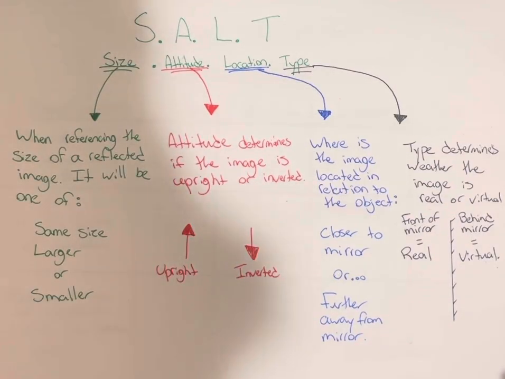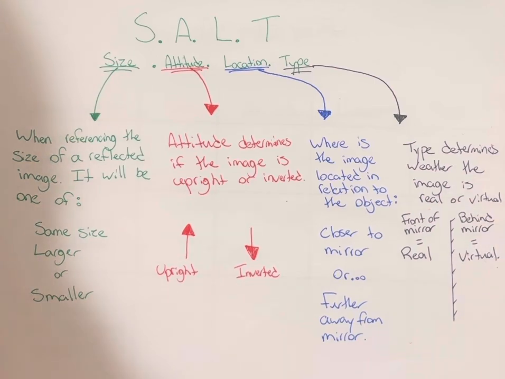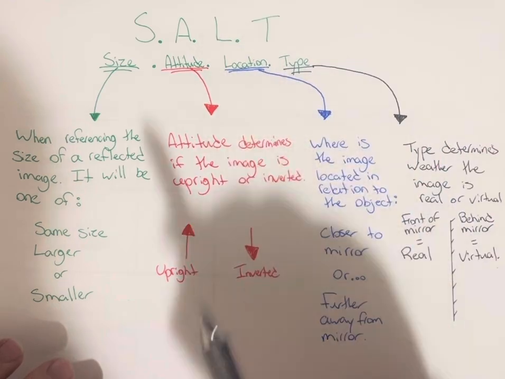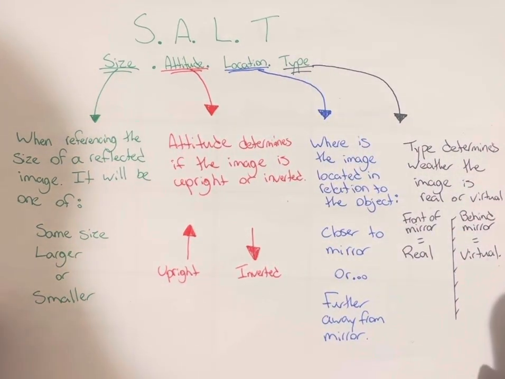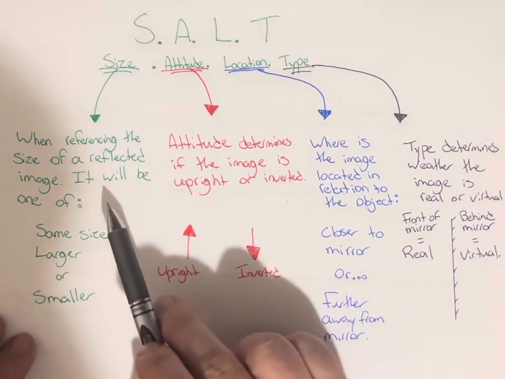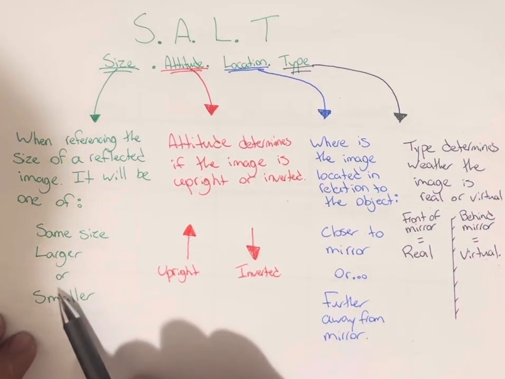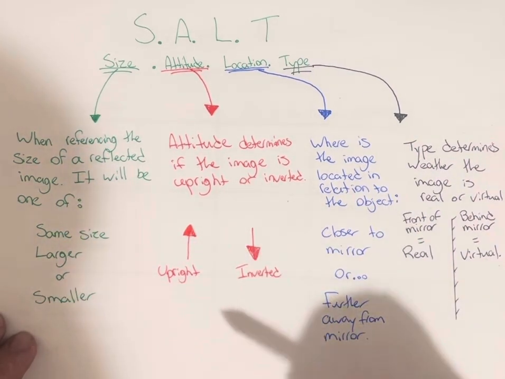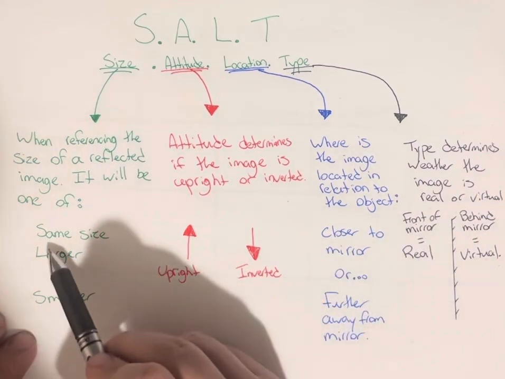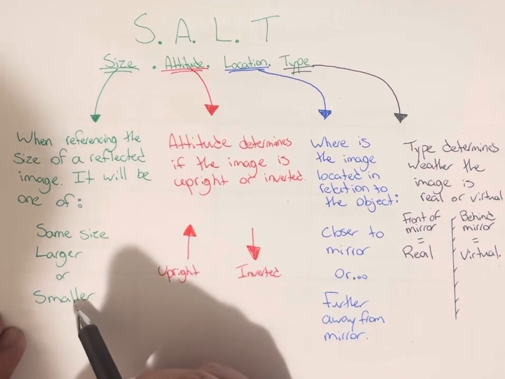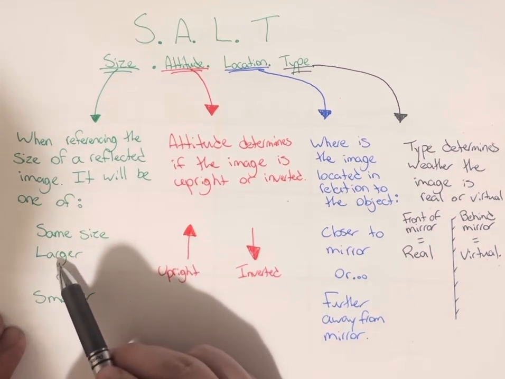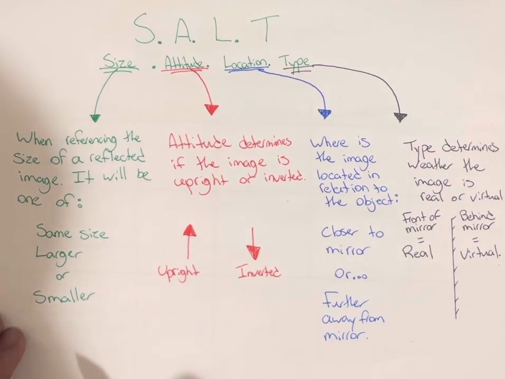So if we are using these mirrors to try and help describe what we are witnessing or what we have created, we use this acronym called SALT, and that stands for size, attitude, location, and type. So when we are talking about size, it is simply just talking, is it the same size, is it larger, or is it smaller? Ideally, in the first situation that we saw, we are going to notice that it is the same size. In the second situation, the reflected image was smaller.